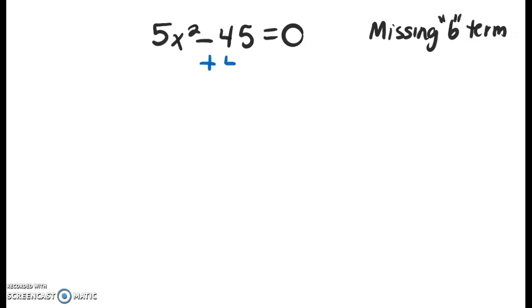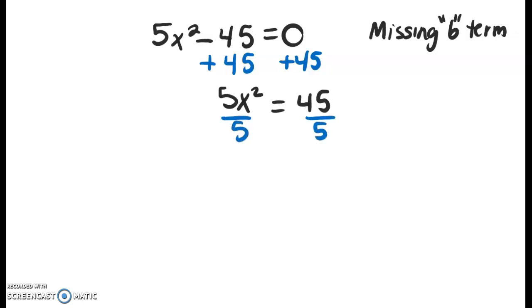So, you can try to isolate the x like this. If I add 45 to both sides, I'm going to end up with 5x squared is equal to 45. And now I can isolate x squared by dividing both sides by 5. And I will end up with x squared is equal to 9. And now I can solve this by taking the square root of both sides. And I end up with x is equal to plus or minus 3.